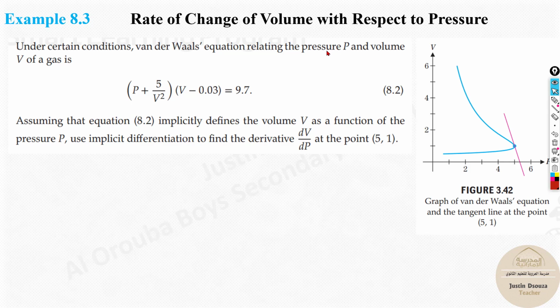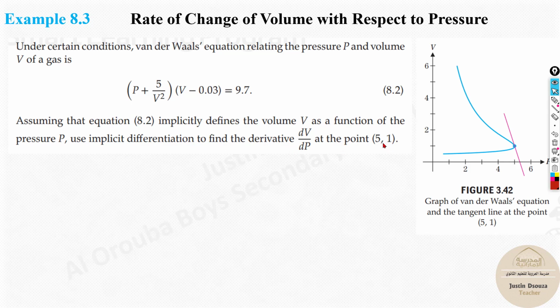Sorry, not inverse. There is a relationship between pressure and volume. It depends on various conditions. And here, this is based on the van der Waals equation at a particular condition. Now, assuming this equation implicitly defines the volume V as a function of the pressure P, use implicit differentiation to find the derivative dV by dP at this particular point.